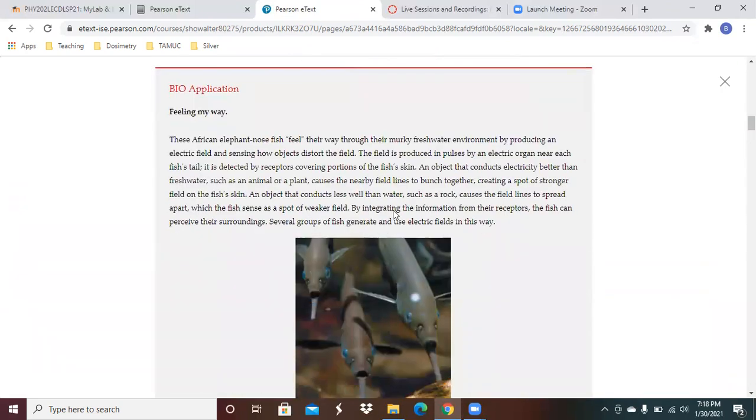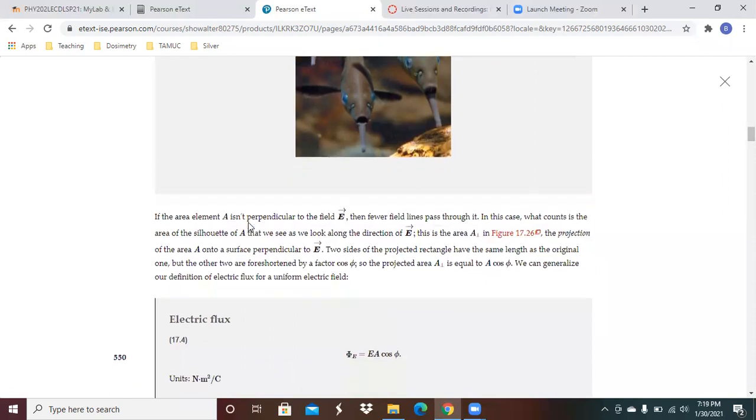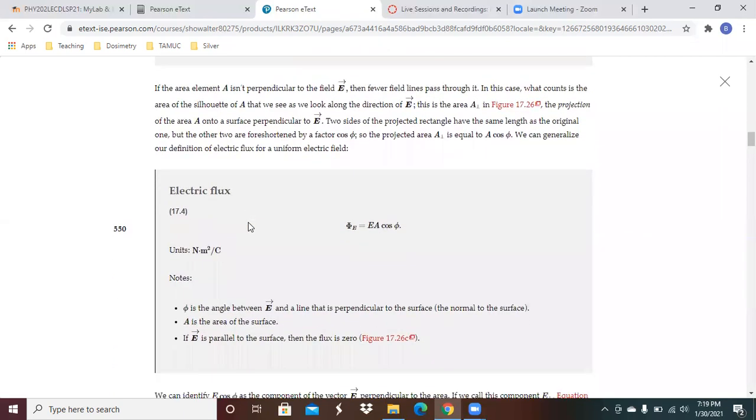So this is an actual interesting description here of a particular species that actually sort of feels their way around in water using electric field and how objects distort it. Kind of a neat little description there.